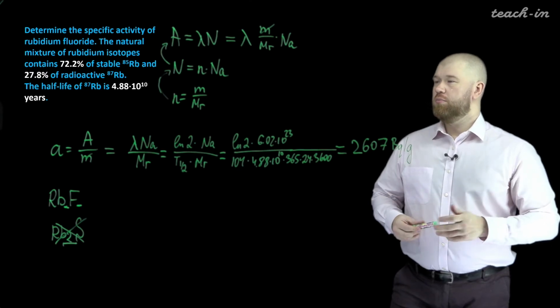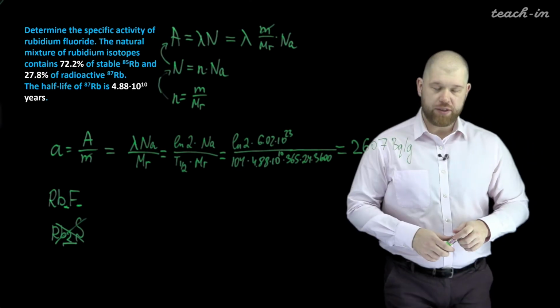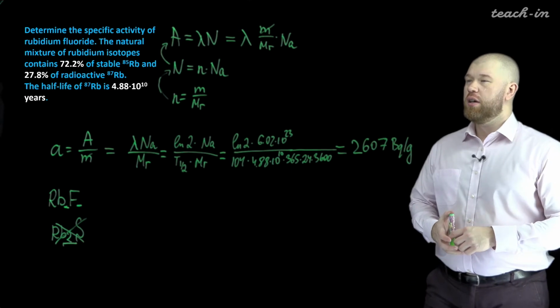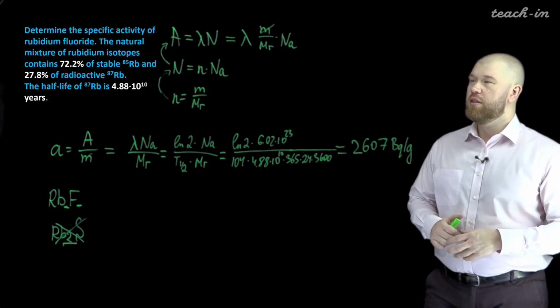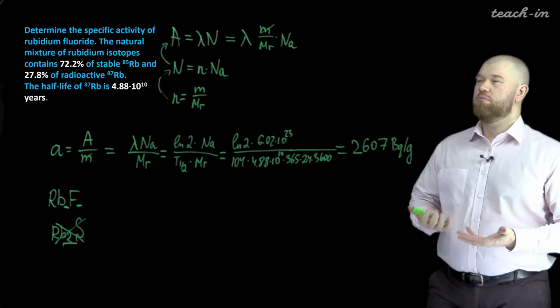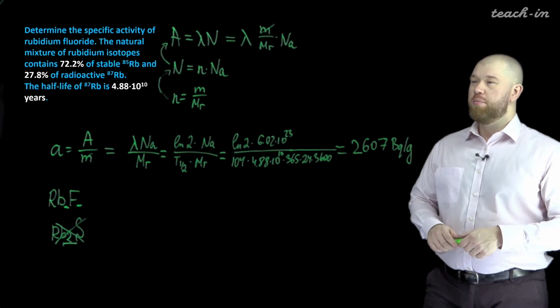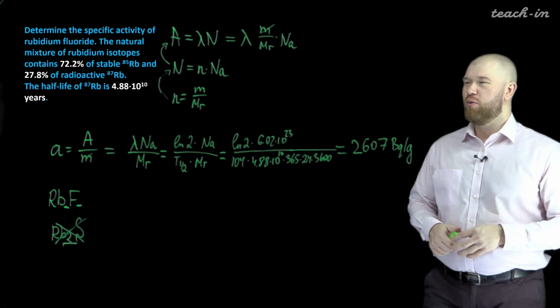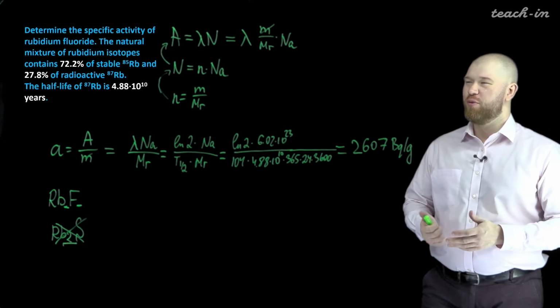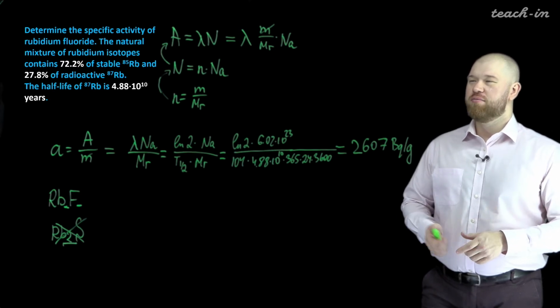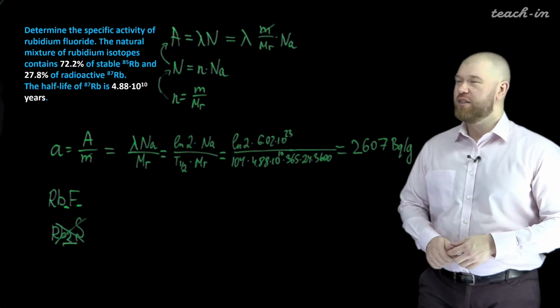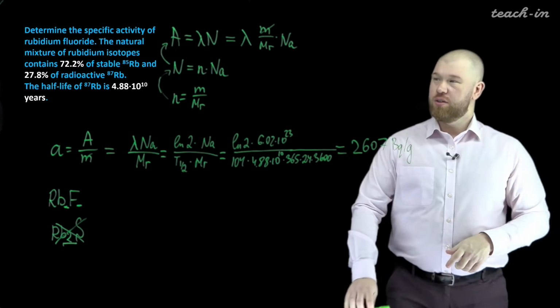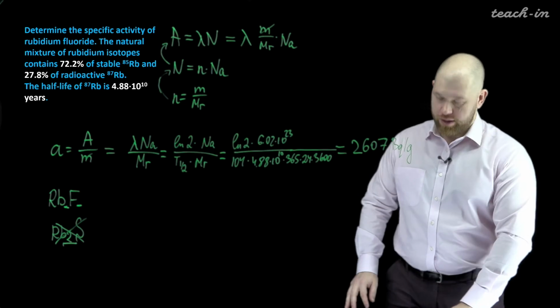So this is a simple example of how we can calculate the activity even of natural compounds that we take from the lab or from the earth, and we can see that again radioactivity is everywhere. So let's go to the next task.